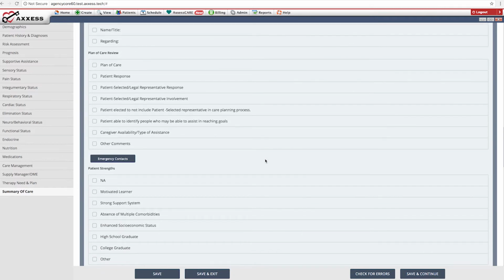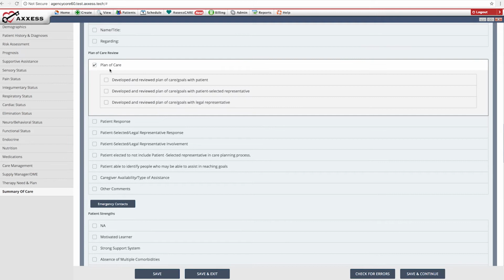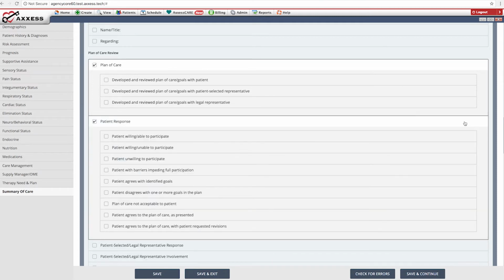This plan of care review. So everything I've said, we have the plan of care review, and you have to identify if you have developed and reviewed this plan of care and the goals with the patient selected, or the legal representative. So we give you the ability to document this information here. This is a must. It's a conditional level deficiency if we do not document that information. And then we have the patient response. So just about all of this must be filled in, okay?